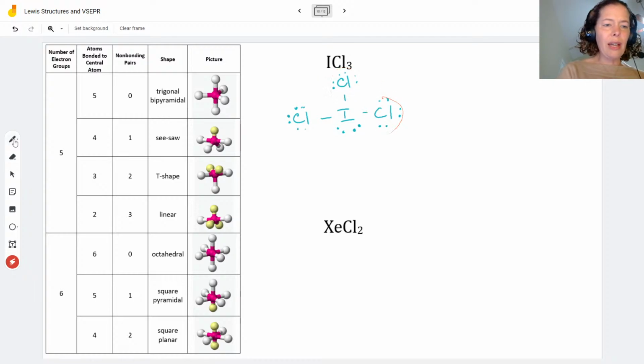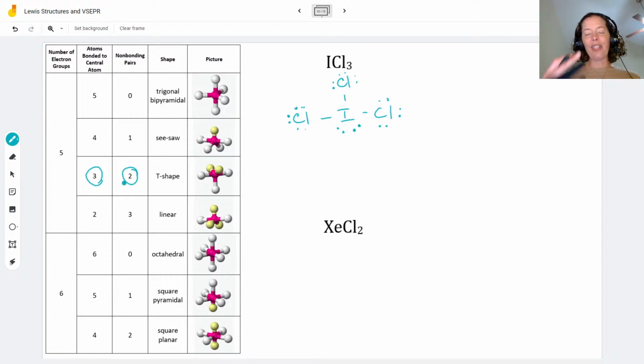Focusing on our iodine, because it's the central atom, I am bonded to 1, 2, 3 atoms. It looks like it can only be this one, so let's double check our lone pairs. On my central atom, I have 1, 2 lone pairs. Okay, this is matching up. It's always nice when you get confirmation that you have chosen the right shape, and it confirms that your Lewis structure is correct. If you ended up with 3 atoms bonded to the central atom and only 1 lone pair, you would go, wait, something is wrong, because that's not a possibility. So it's always nice when everything lines up.